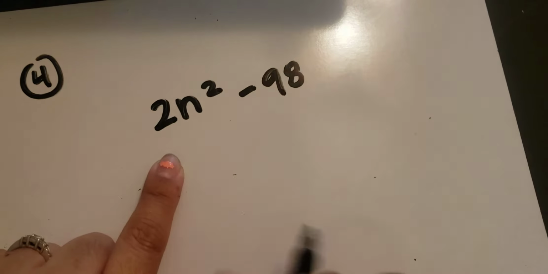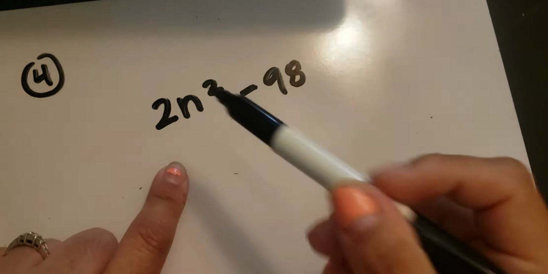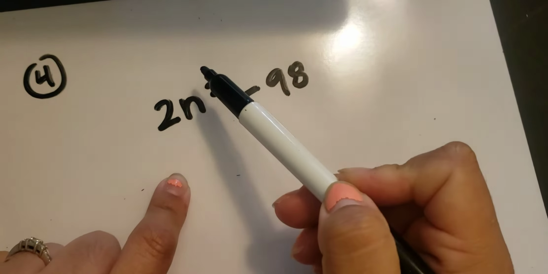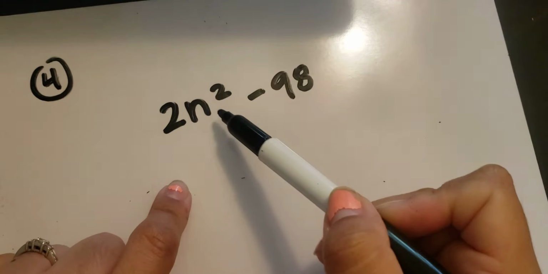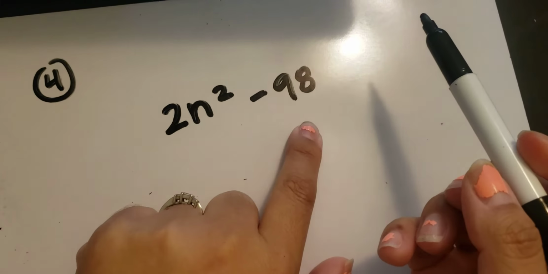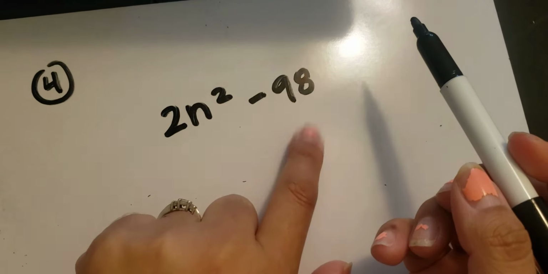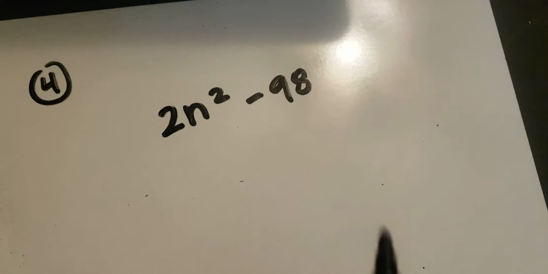Okay, so the next one I'm going to give you is 2n squared minus 98. So again, you're going to ask yourself, is this a perfect square? And the answer is no this time. 2 is not a perfect square, although n squared is a perfect square. Is 98 a perfect square? No, it's not. And you can check by using your calculator. So this one's a little bit different.